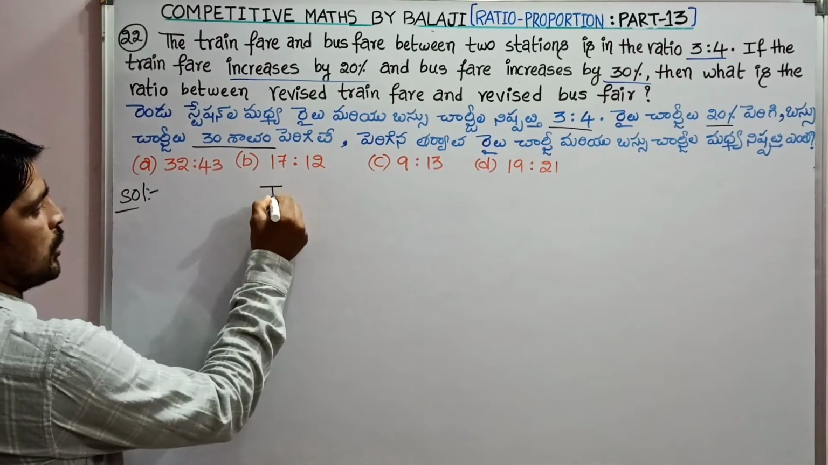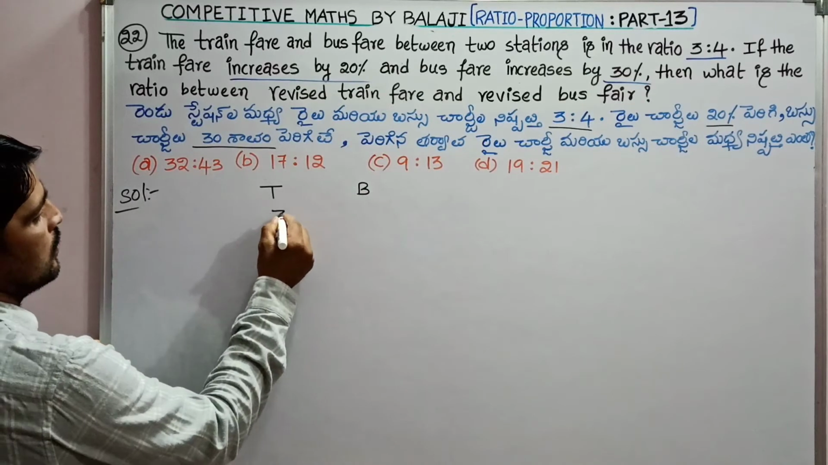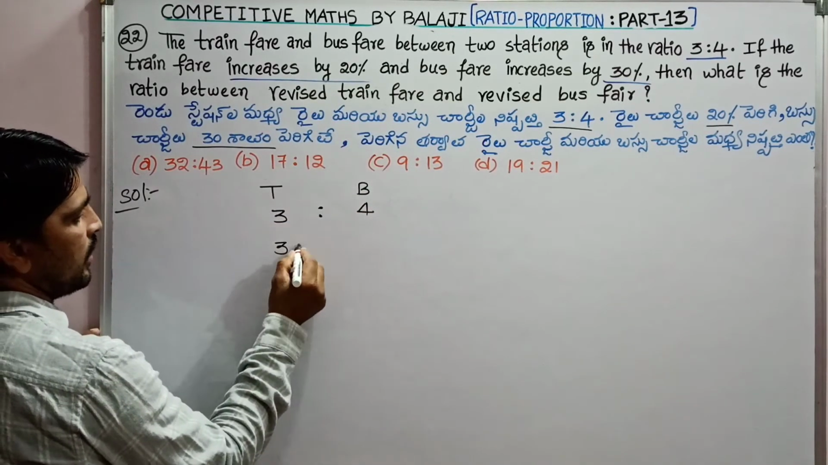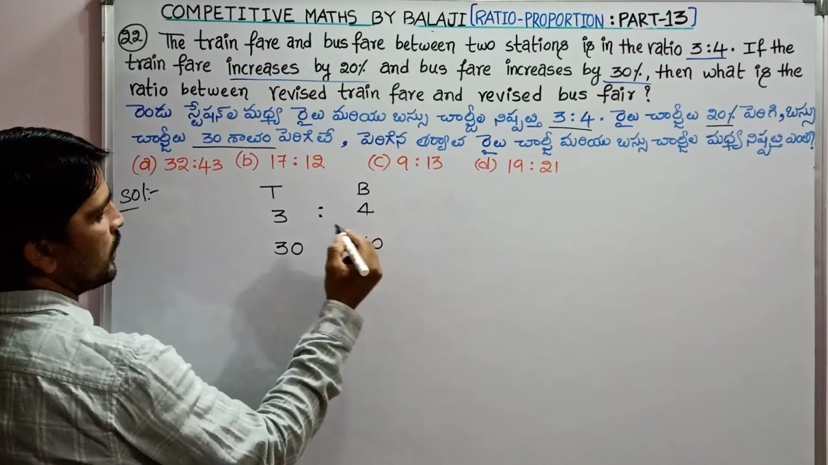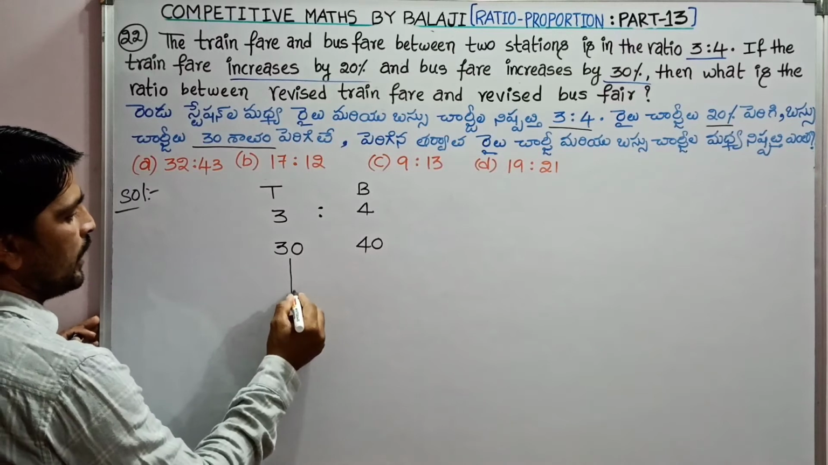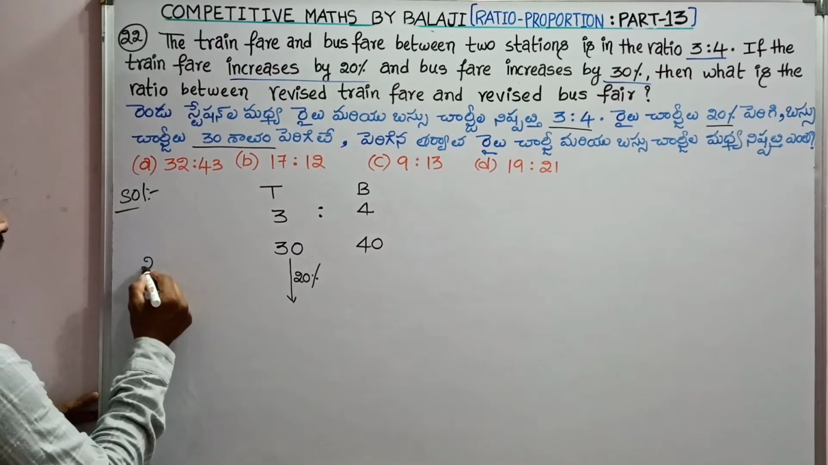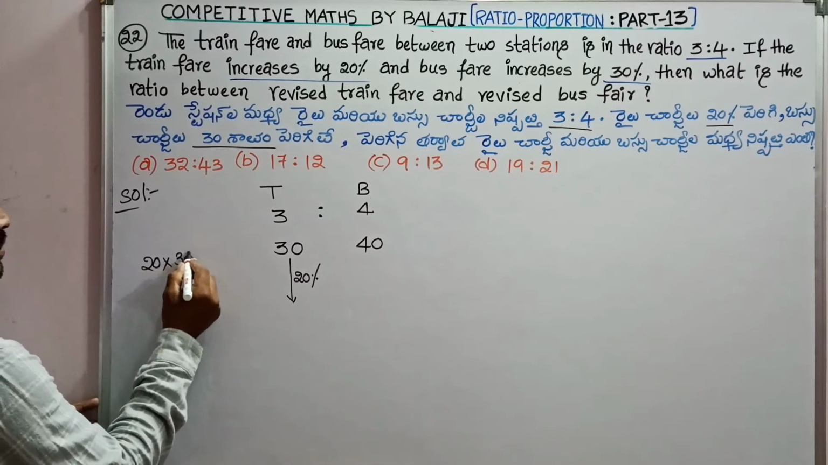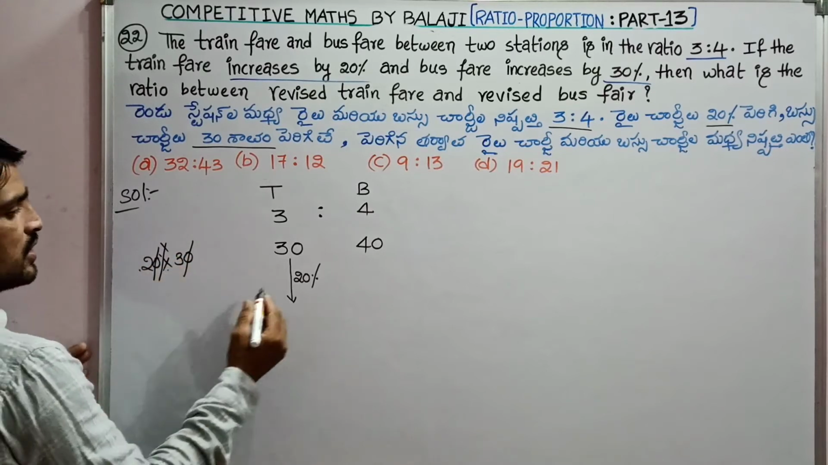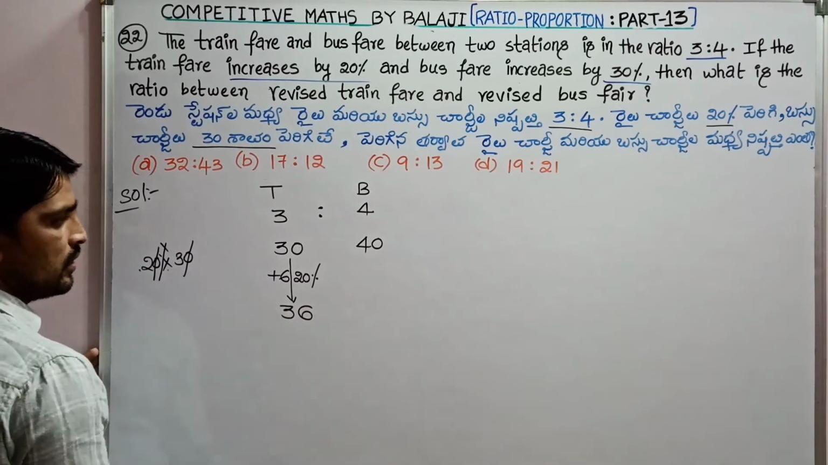Solution. Train fare is denoted by T, bus fare is denoted by B. Initially the ratio between them is 3:4. But 3 can be written as 30, 4 can be written as 40. So ratio doesn't change. Then train fare increases by 20%. What is the 20% of 30? Percentage 2 zeros get cut, 2 3s are 6. That is plus 6. So train fare becomes 36.